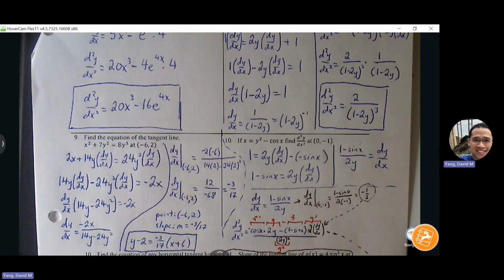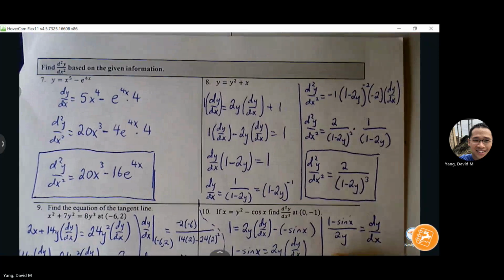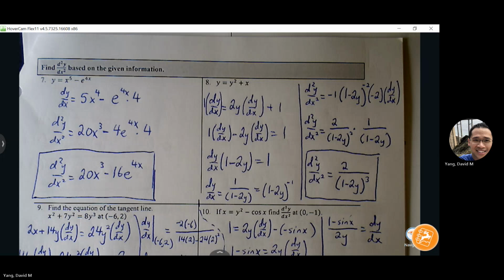Okay, any questions with 7 or 8? Okay, I like to put a 1 in front of u dx for number 8, just as a reminder that when I gather or group my u dx together, when I factor u dx out, I don't forget that there's still a 1 left over.